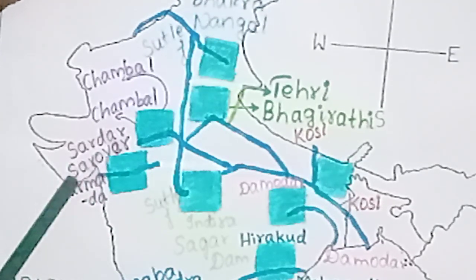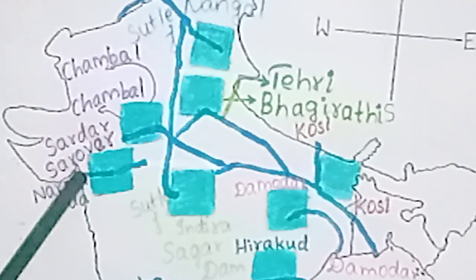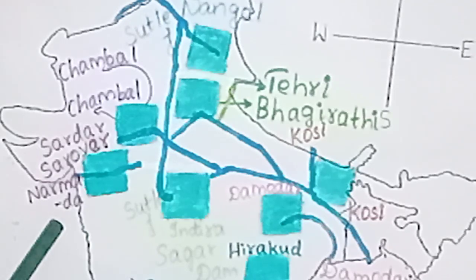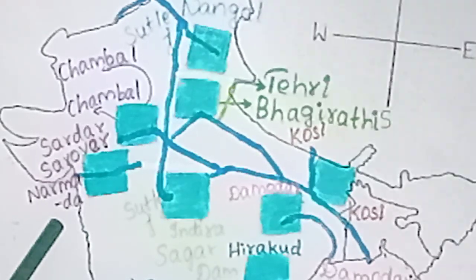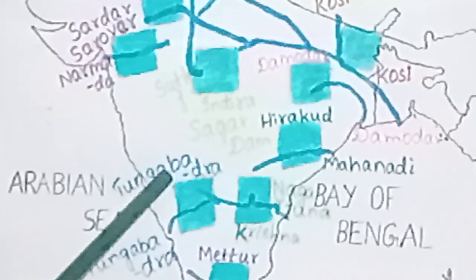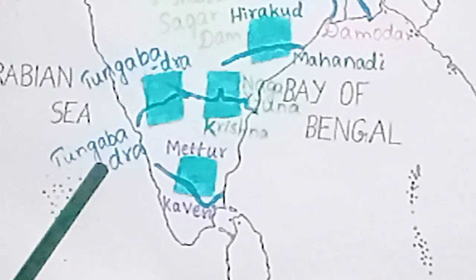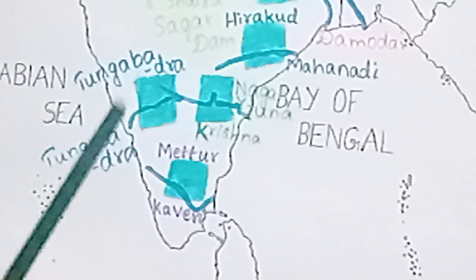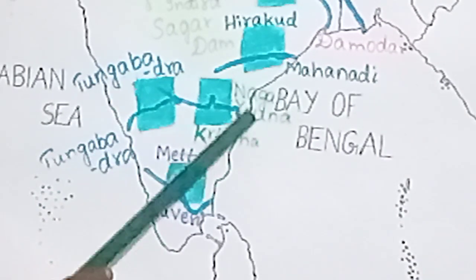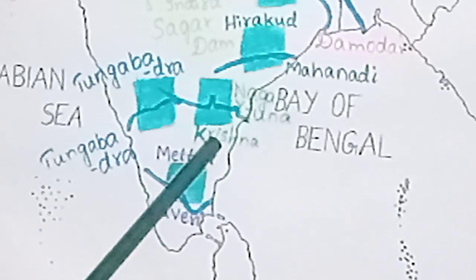Then the next one is Sardar Sarovar project. Sardar Sarovar Dam is built across the river Narmada. Then the next one is Tungabhadra. The Tungabhadra dam is built across the river Tungabhadra. This Tungabhadra river is one of the branches of Krishna.